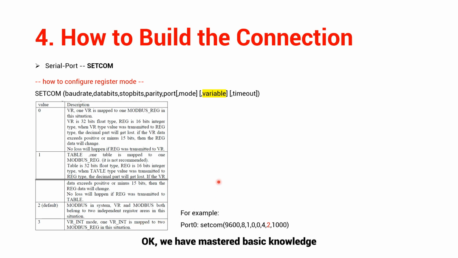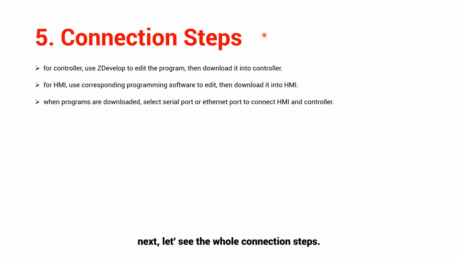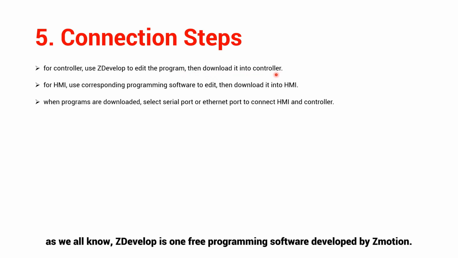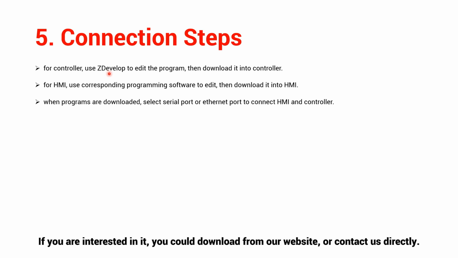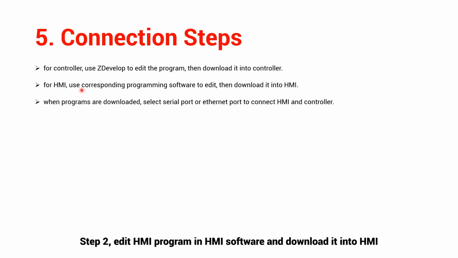Okay, we have mastered the basic knowledge. Next, let's see the whole connection steps. Step 1. Use ZDevelop software to edit the controller program and download it into the controller. As we all know, ZDevelop is a free programming software developed by Zmotion. If you are interested in it, you could download it from our website or contact us directly. Step 2. Edit the HMI program in the HMI software and download it into the HMI. Step 3. Connect the HMI and controller through a serial or net port. It can be seen that it is easy to build the connection.